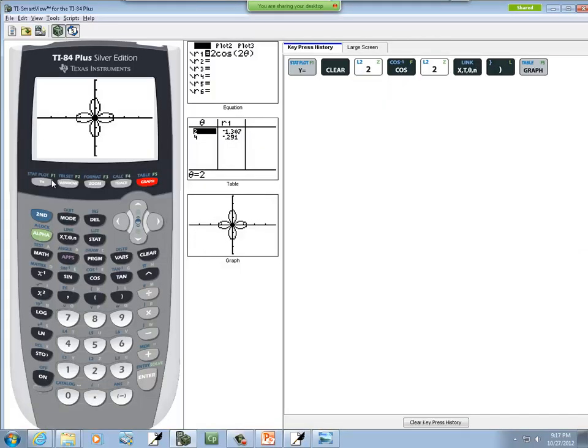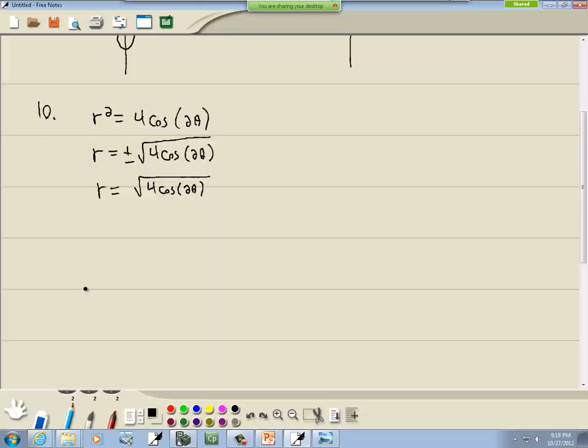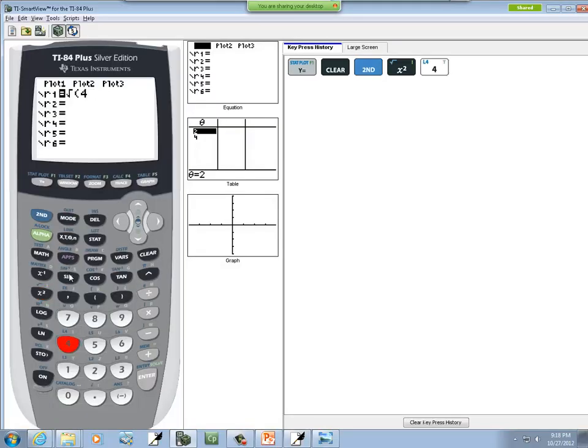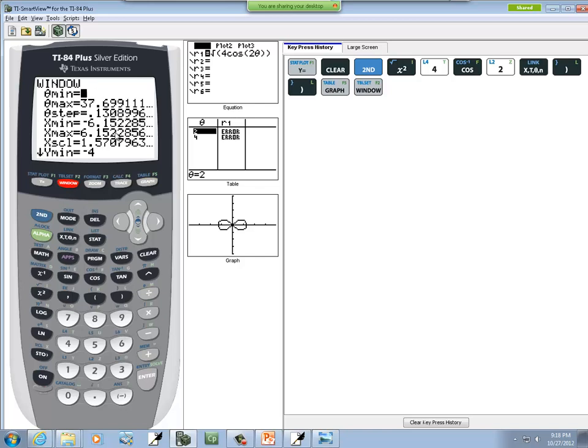Now if I come here and press y equals, clear, do my square root, so second x squared, and then 4 cosine and 2 theta. Closing parentheses on cosine, closing parentheses on the square root. Now let me press graph. Now that would look like that's our answer. Well, that one was kind of disappointing. I wonder what the difference is.